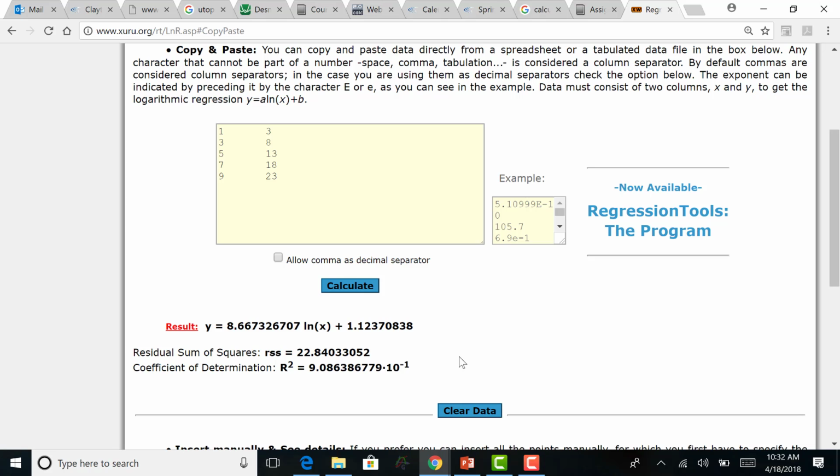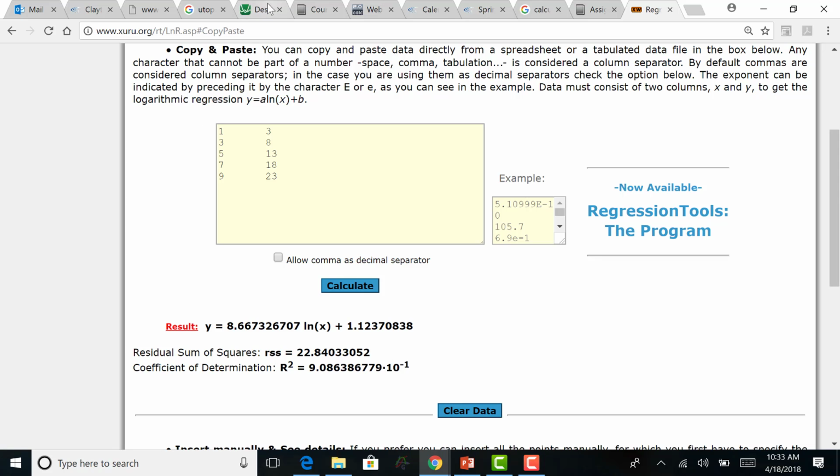I don't remember if the problem said to round to how many places. Does it say for number 5 to round to any number of places? I'm going to hold on to 3 places, so that makes that 8.667 natural log of X plus 1.124. I'm just going to hold on to 3 decimal places. It may ask for more. Now what you have to do is put both of these equations in Desmos and see which one comes the closest to all the points.